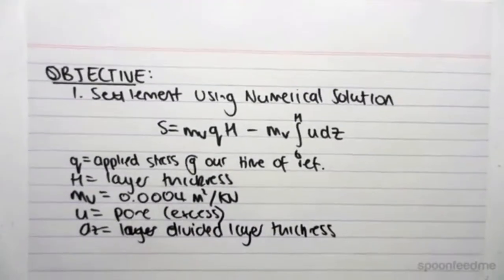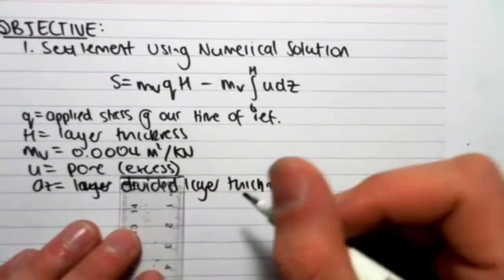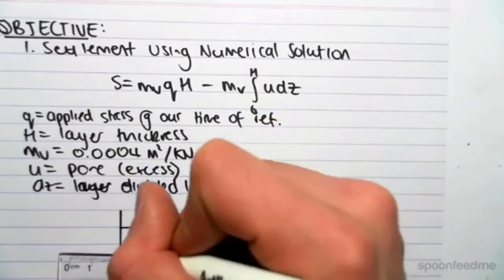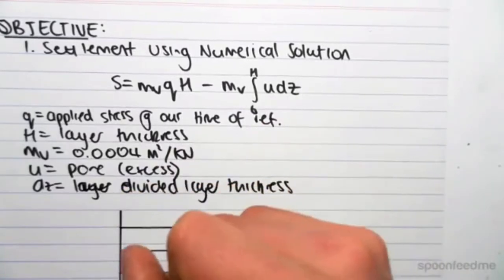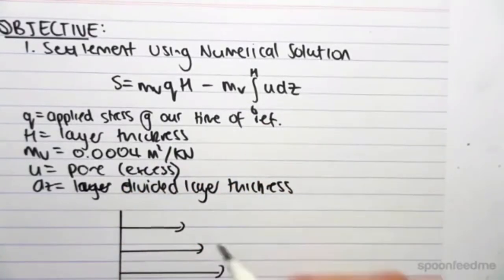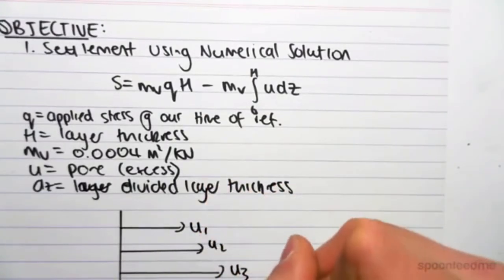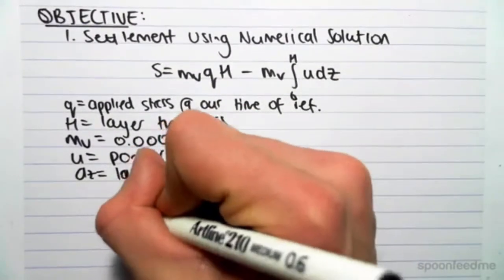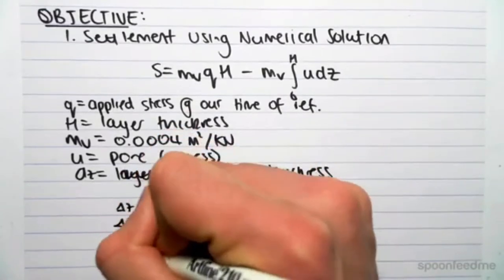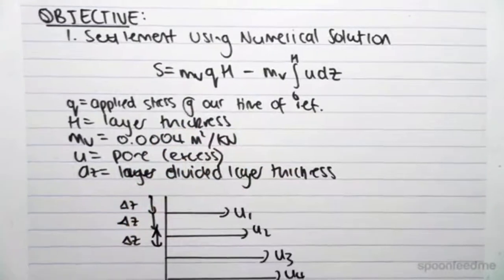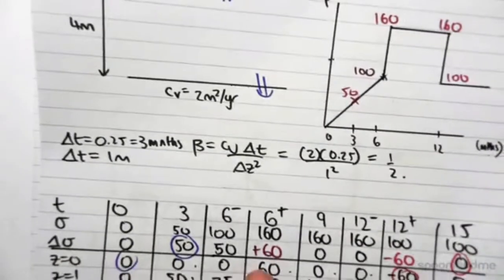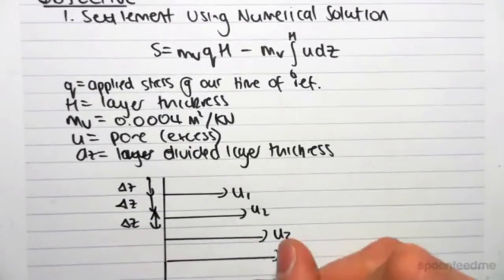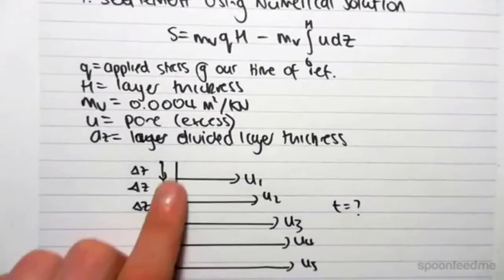Essentially, the way this formula works is that if we have our layer which we've subdivided, we're getting different pore pressures. I'm representing these in lines: u1, u2, u3, u4, and u5. These values are at different depths, at different changes in z. So we're getting different pore water pressure values at different depths and at different times. That's what this diagram represents, and this is at a fixed time. We're getting all these values.